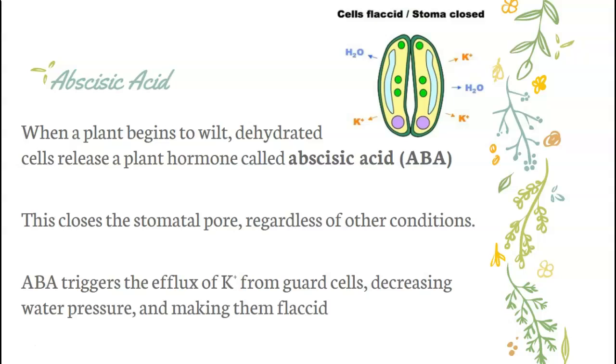So now this is the opposite of what light does. When excess blue light wavelengths hit the plant, it brings potassium ions in, making the guard cells open, but abscisic acid does the opposite and forces potassium ions out, decreases water pressure, makes them flaccid, and closes the stoma.